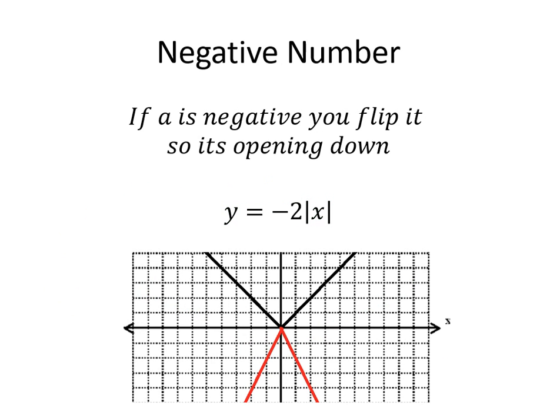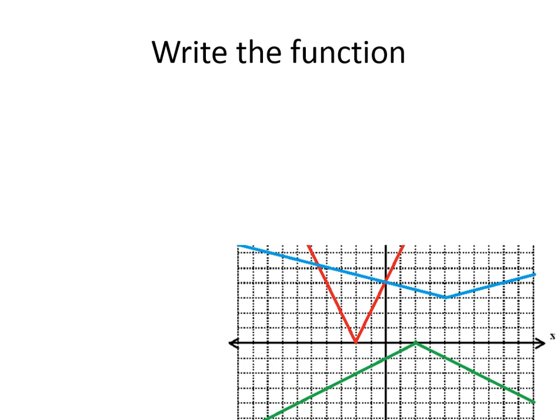That's your A. Now, if you get a negative, so if your function has a negative out front of the absolute, then instead of opening upward, it opens downward. You just flip it around. That's if you have a negative number out front of your absolute. Alright, so writing these functions.